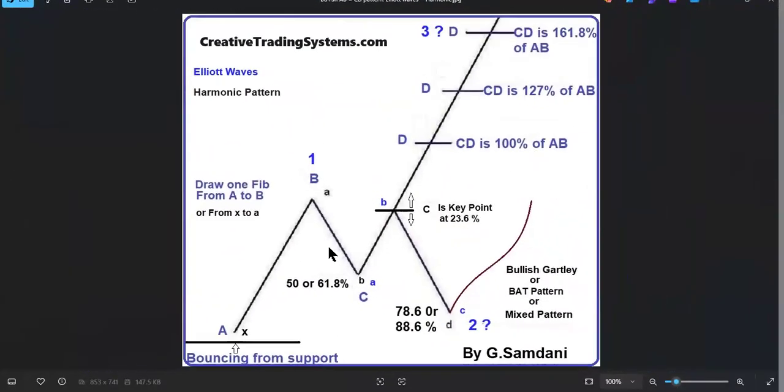Okay, you see this diagram. This is X A, then B. I said 61. 50% or 61%, right? So let's say 61%. Then it goes to C point, which is the 23% line. Now here you have two big possibilities. Either it's going to drop or go up. There is no third possibility, right? Either down or up. But both are possible here.